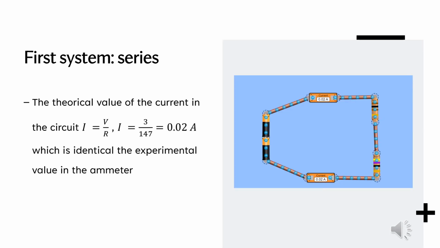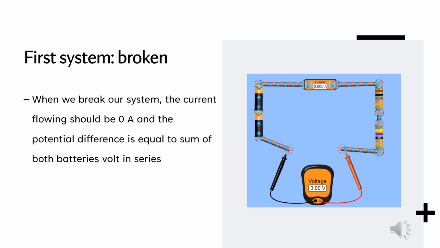Our first system is a series circuit in which we calculated the value of the current flowing in the circuit, which is found to be equal to 0.02 ampere, similar to the experimental value. So when we broke our system, the current should flow back to zero, and the potential difference is equal to the sum of both batteries and volts in series.